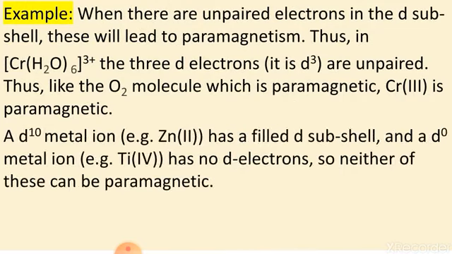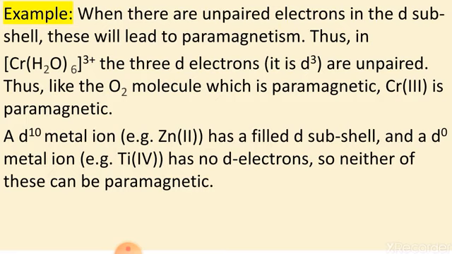So in [Cr(H2O)6]3+, the 3+ charge is basically on chromium, because water is a neutral molecule. In that condition, the 3d subshell contains 3 electrons, that is d3, and they are unpaired. Like the O2 molecule, which is paramagnetic, Cr3+ is paramagnetic.